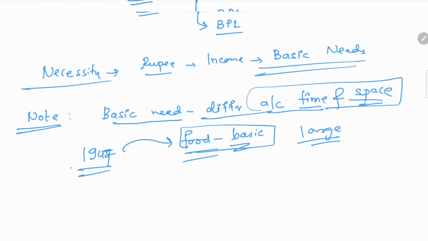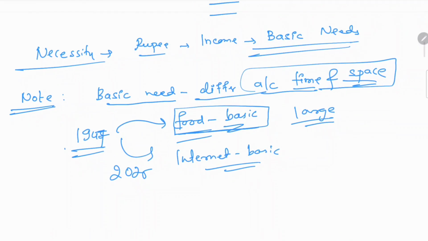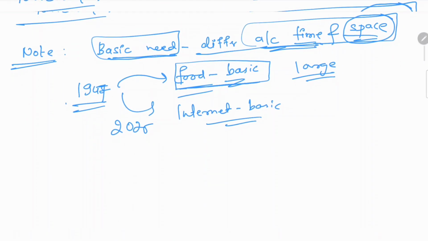Okay, but I'm just comparing this. In 1947, food was the basic need, and today in 2025, even the internet is also a basic need. Okay, that is why this basic need will differ across time. So now just compare the space. Space is nothing but the places in one country. What is a basic need may differ from the other country.